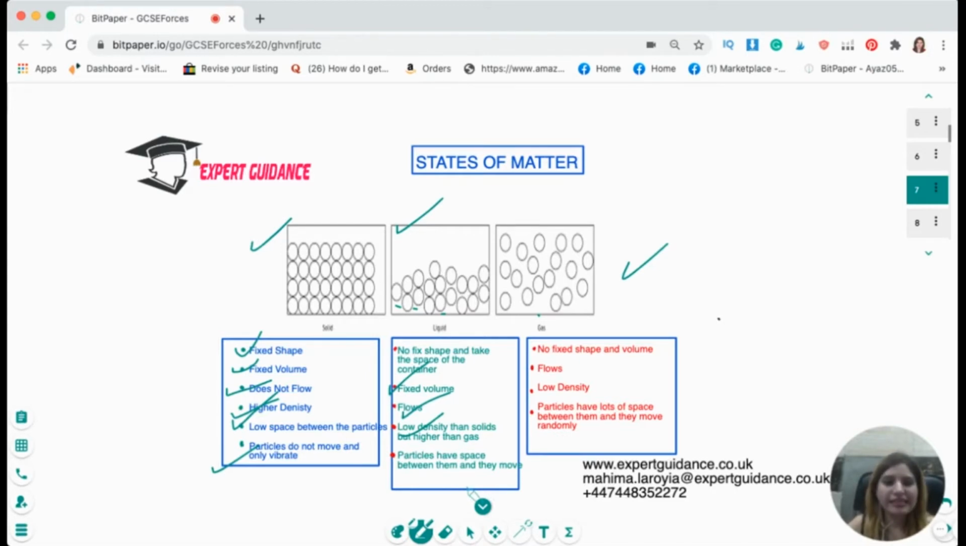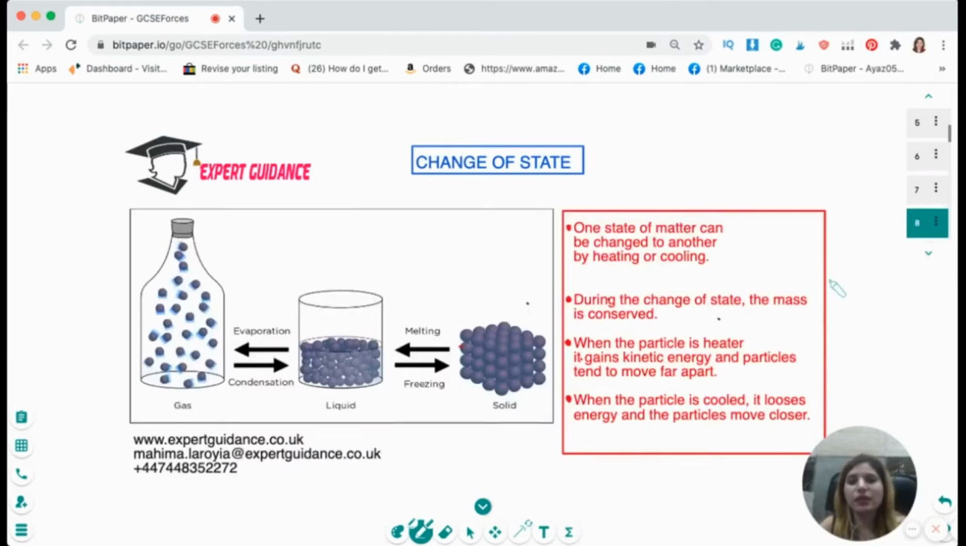Whereas in the gases, they have no fixed shape and volume. They can flow easily. They have low densities, and the particles have lots of space between them and they move randomly. Okay, so I hope these differences between states of matter are clear to you.